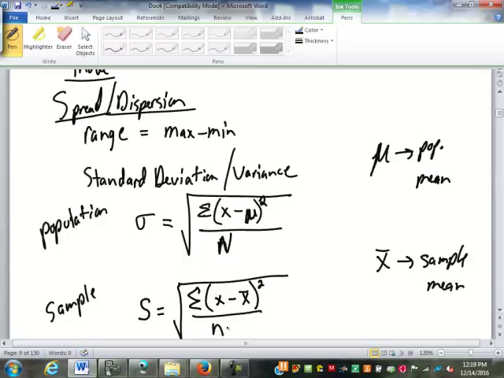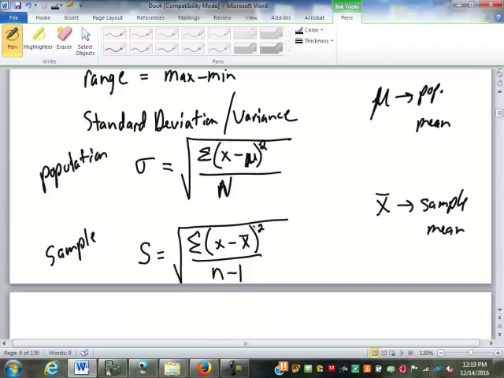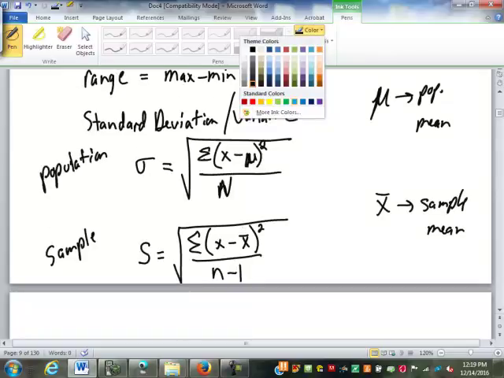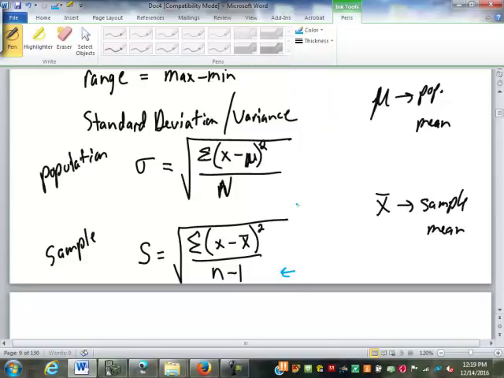And in a sample, we divide by the sample size minus 1. Because it isn't the whole population, we have a decreased level of degrees of freedom. And it's kind of a complex explanation as to why this is n minus 1 instead of n like it is for the population. But it's because we're not looking at everything. There's less room to vary.